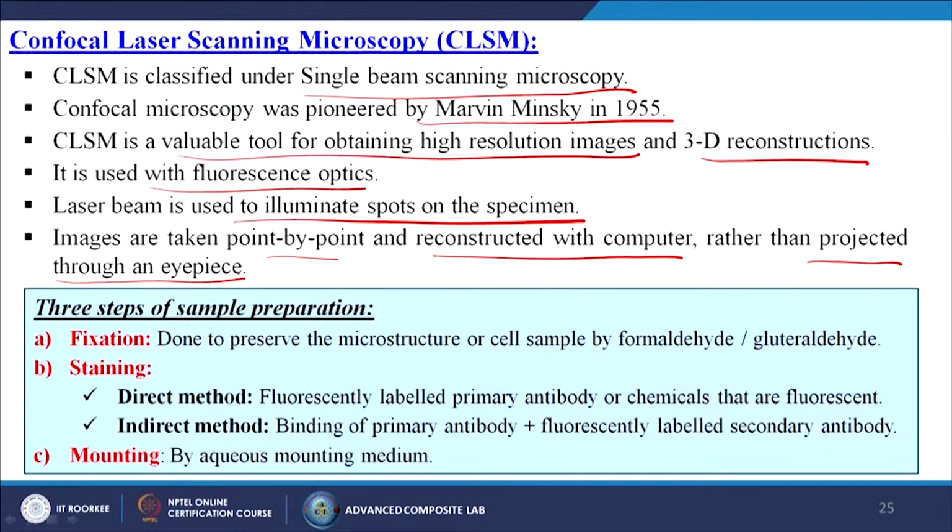There are 3 steps of sample preparation. The first one is called fixation, done to preserve the microstructure of the cell sample by formaldehyde or maybe glutaraldehyde. Staining, direct method: fluorescently labeled primary antibody or chemicals that are fluorescent. Indirect method: binding of primary antibody plus fluorescently labeled secondary antibody, and mounting by aqueous mounting medium.